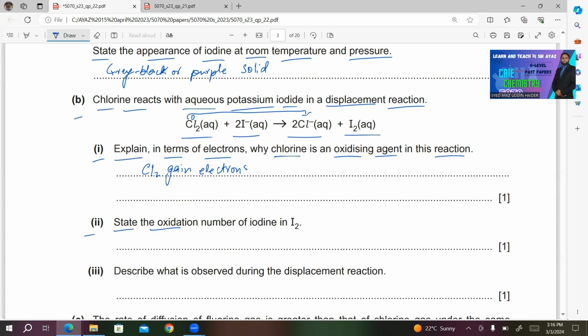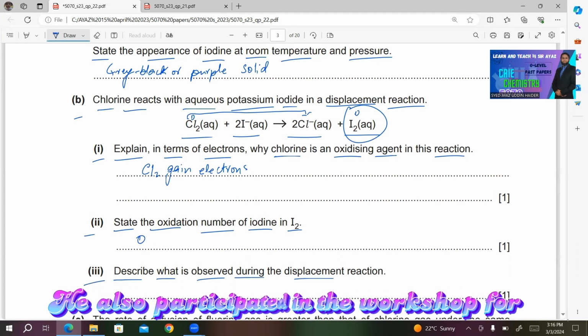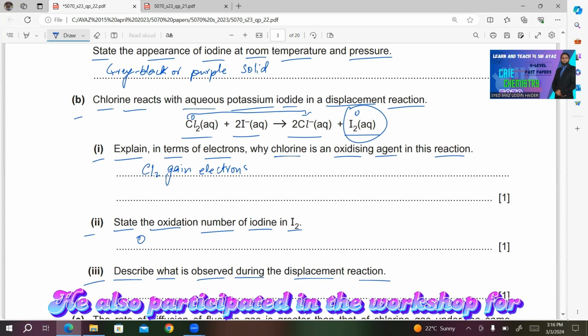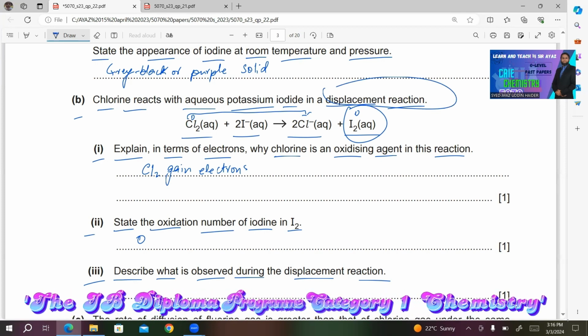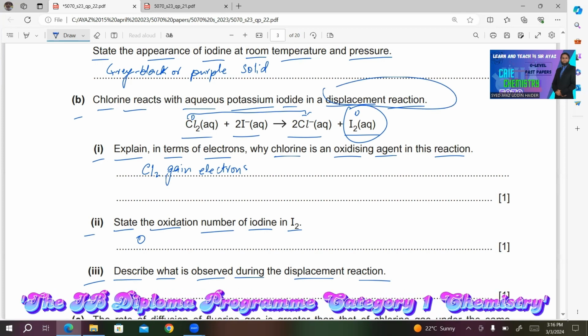Number 2. State the oxidation number of iodine in I2. Now you don't see any kind of charge on I2, so it must be carrying 0 charge. The answer will be 0. Number 3, describe what is observed during the displacement reaction. The reaction is an example of a displacement reaction, as they have already mentioned. So what you will observe is a change in color. The change in color is due to the formation of iodine in the solution, and the solution turns brown.